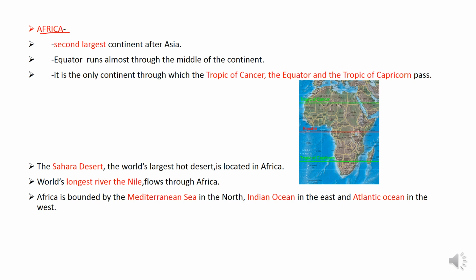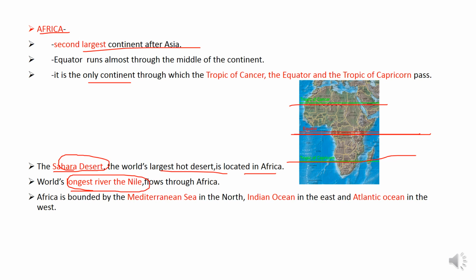Africa. This is the second largest continent after Asia. Equator runs through the middle of the continent. It is the only continent through which Tropic of Cancer, Equator and Tropic of Capricorn pass. Sahara Desert, the world's largest hot desert, is located in Africa. The world's longest river, the Nile, flows through Africa. Africa is bounded by Mediterranean Sea to the north, Indian Ocean to the east and Atlantic Ocean in the west.